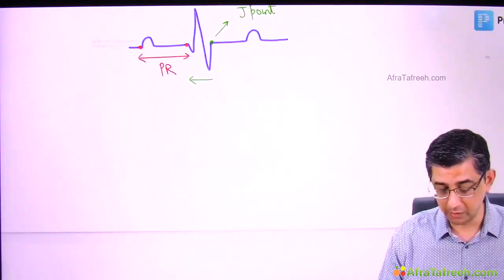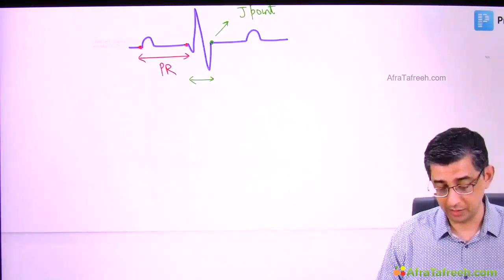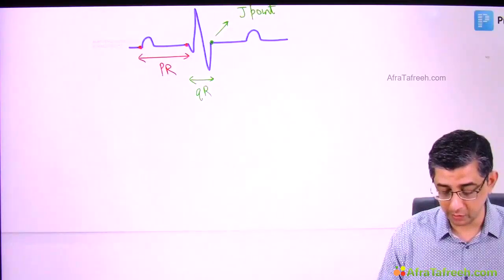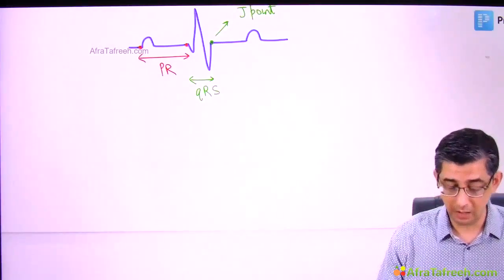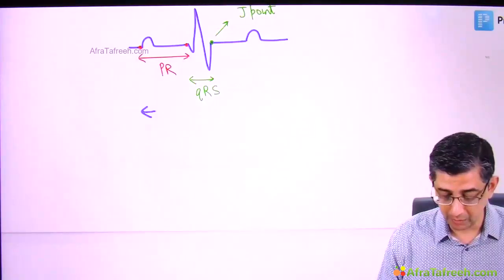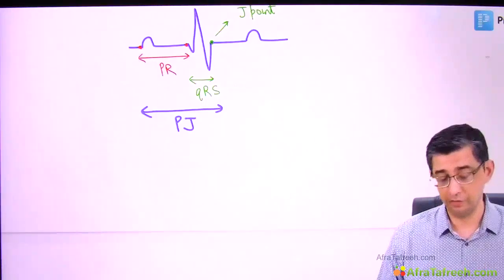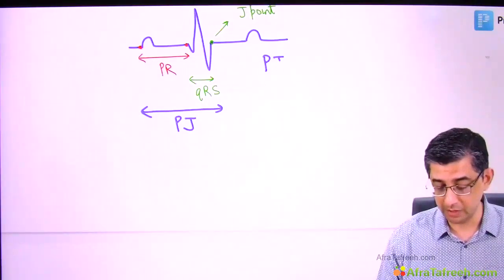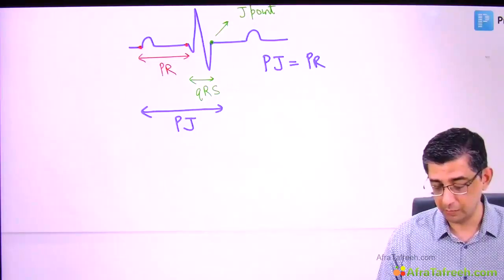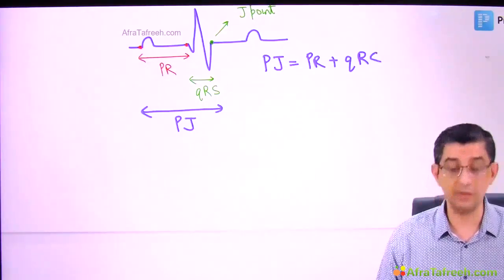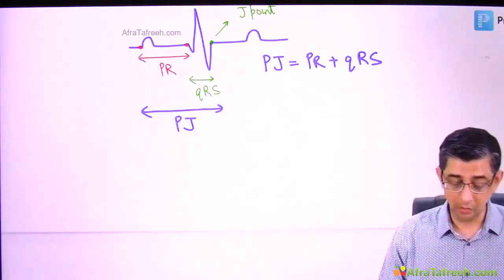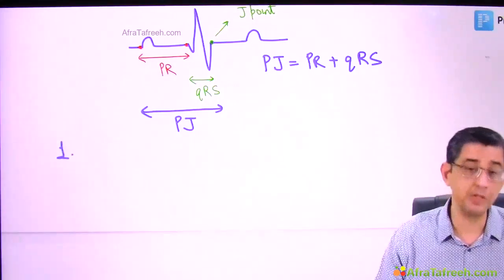The distance between the red point and the second red point and the green point is called the QRS complex. If I join the two together, PR plus QRS complex, then it will become the PJ interval. First, we look at the mathematics behind it. PJ interval is a combo of PR plus QRS. That's the first message. Now, let's look at what actually happens in these patients.